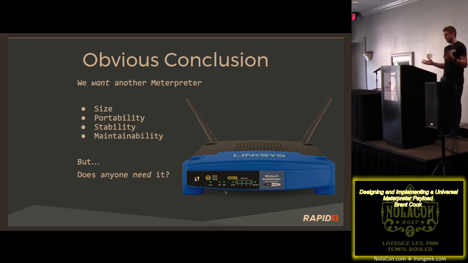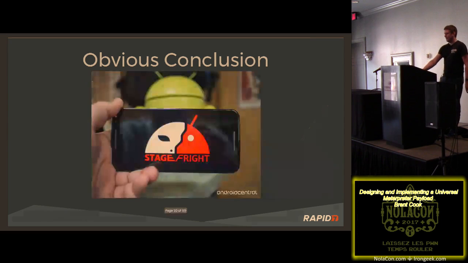All right, so why would we want another interpreter other than just the code? We want it to be smaller. We want it to be more portable. We want it to be more stable, which is a big problem if you ever used the old 32-bit Linux interpreter. You probably noticed it crashes really easily. We want it to be maintainable. But does anyone really need it?